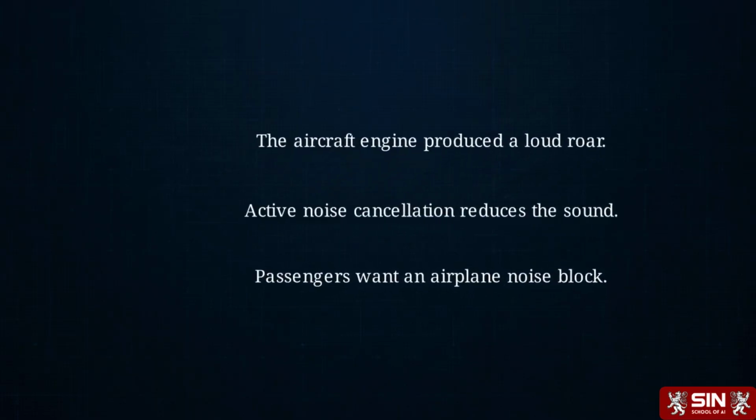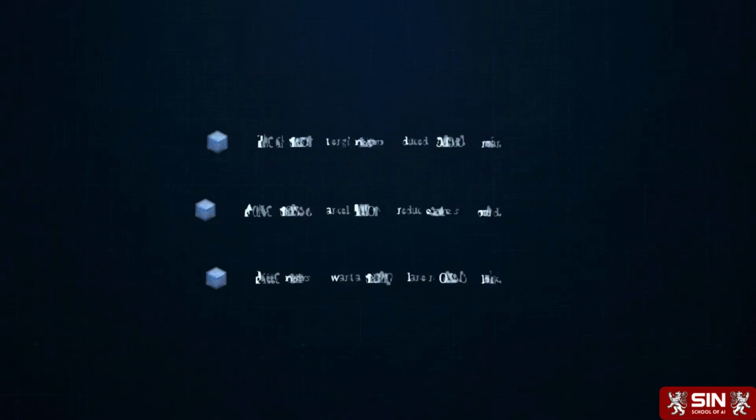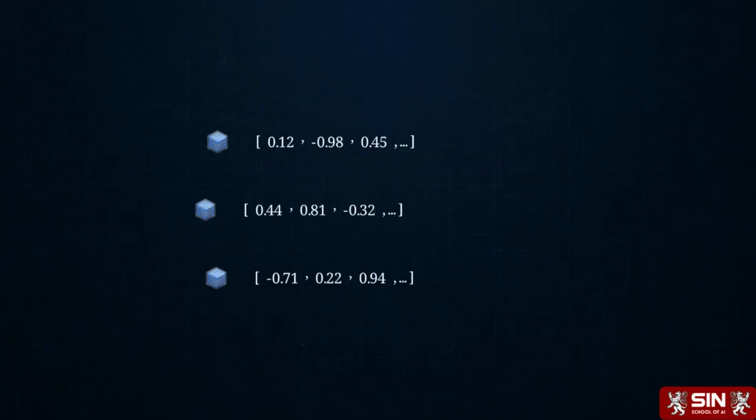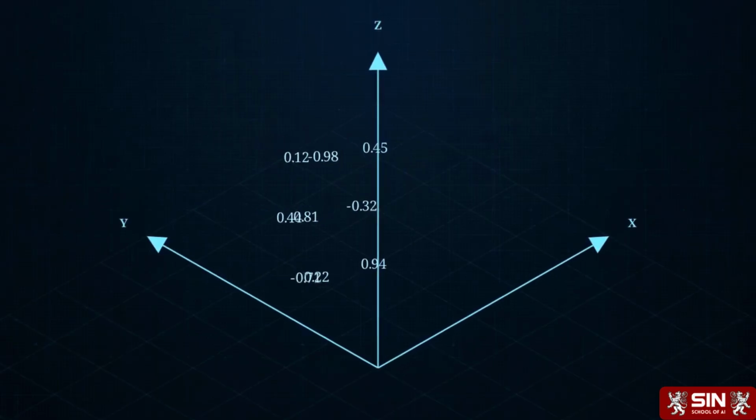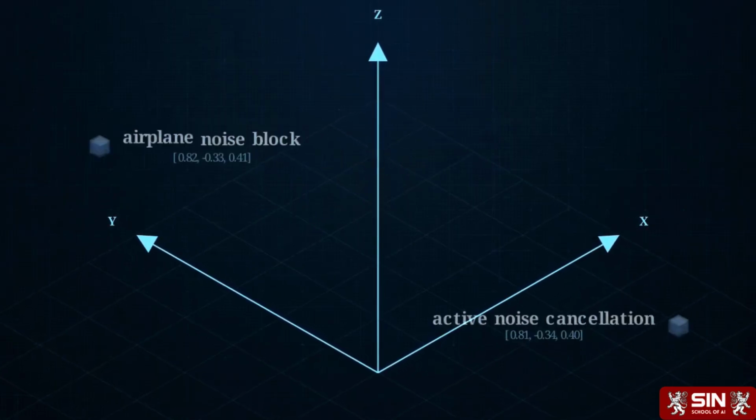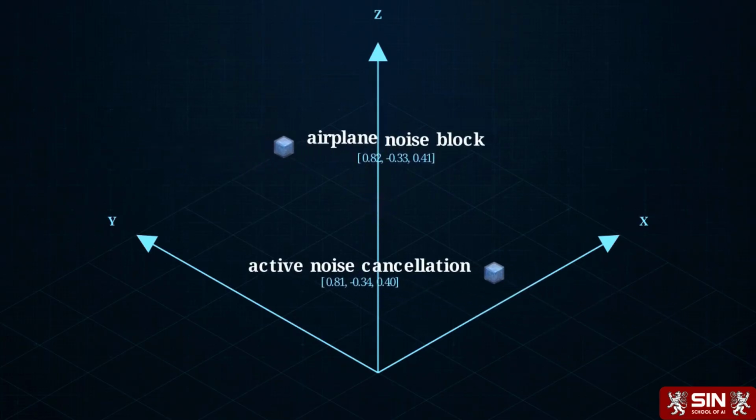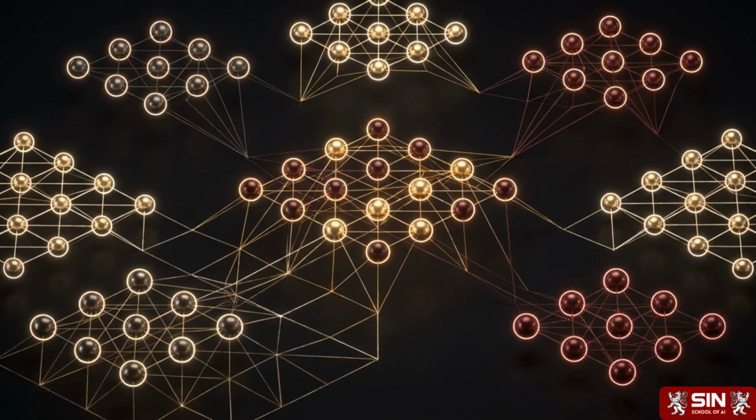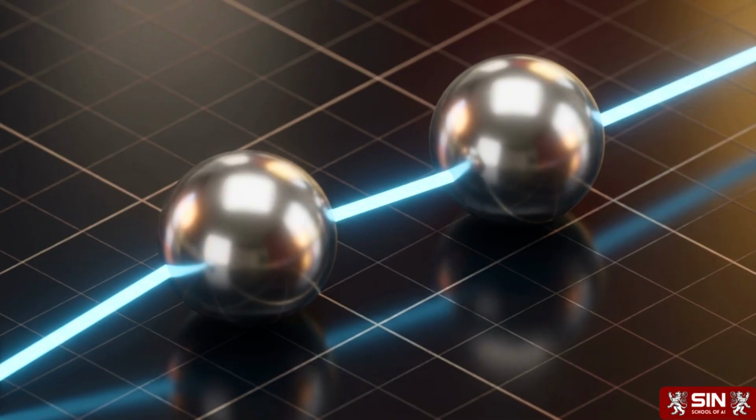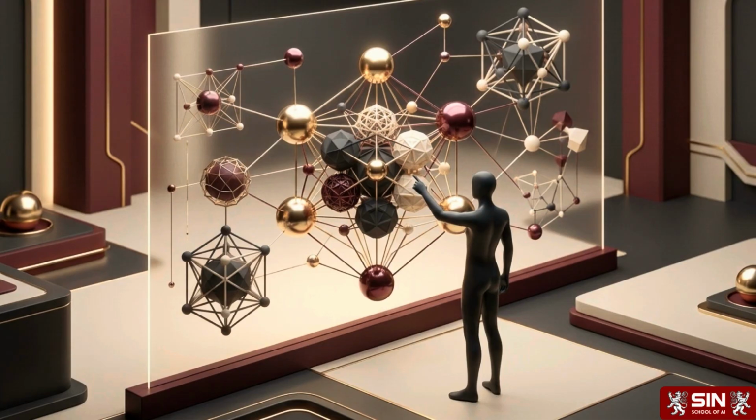Chunks are converted into embeddings, strings of numbers that calculate relationships. Because this math captures intent, phrases like airplane noise block and active noise cancellation converge tightly together in a 3D grid, despite sharing no exact words. Chunking and embedding turn your unstructured documents into a searchable map, where the proximity of 2 points represents how closely related their ideas are. This map is the key to answering questions.